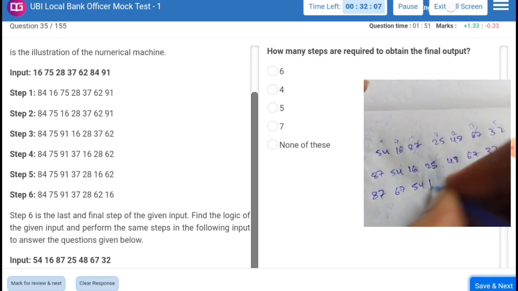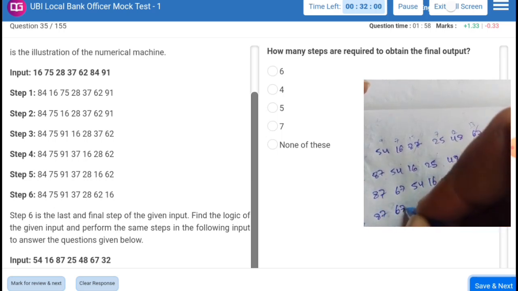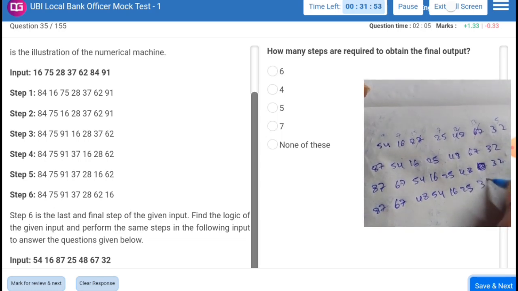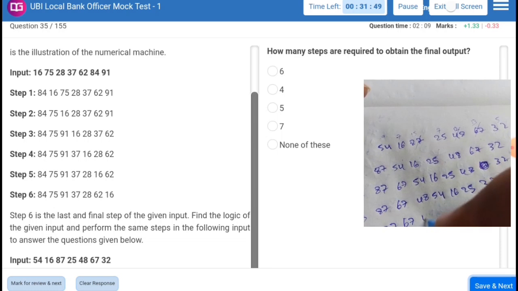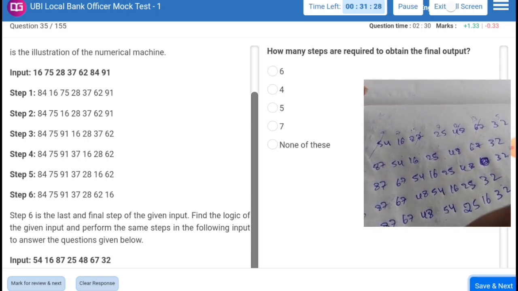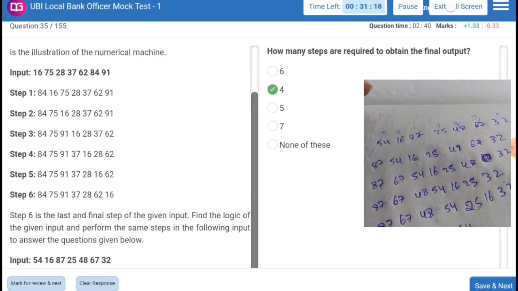6, 7, 54, 16, 25, 48, 67, 32, 8, 7, 67, 48, 54, 16, 25, 32, 8, 7, 67, 48, 54, 25, 16, 32, 8, 7, 6, 7, 48, 54, 4 steps.